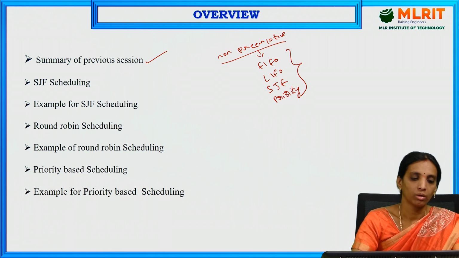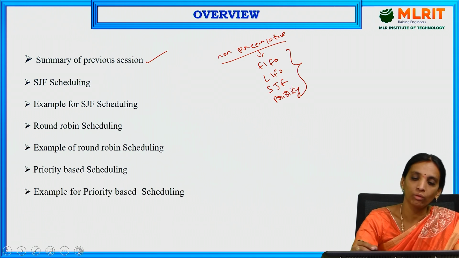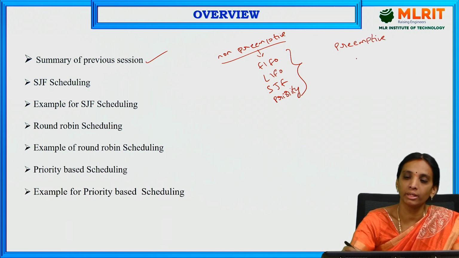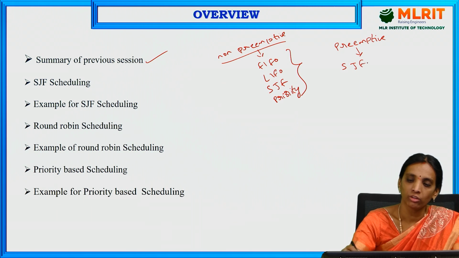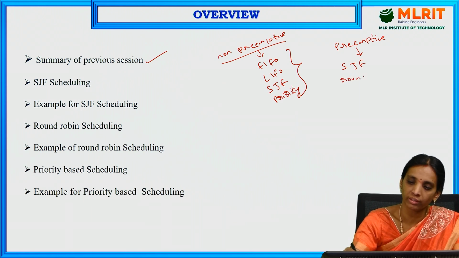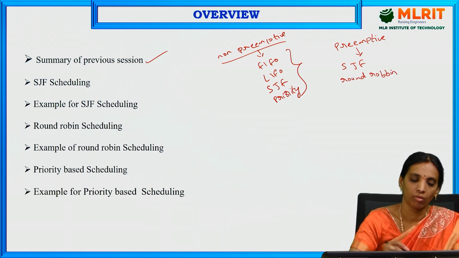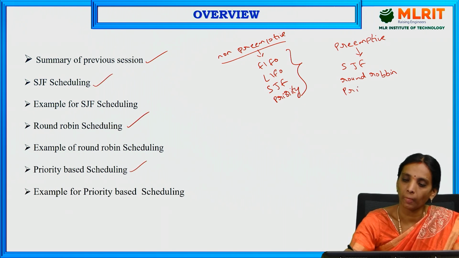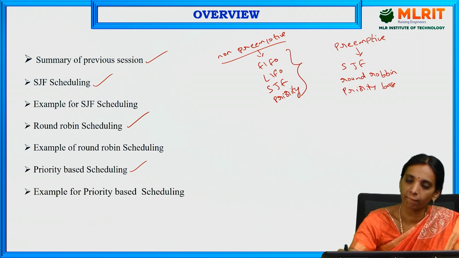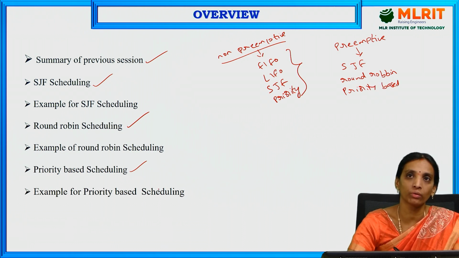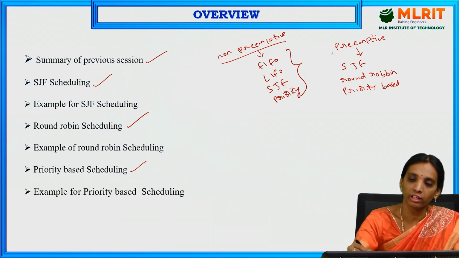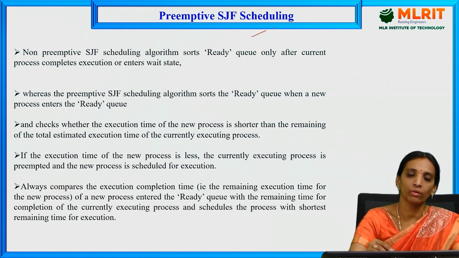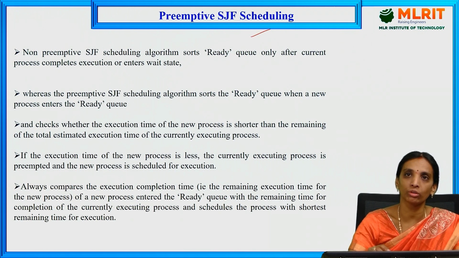In today's session, we are going to discuss preemptive scheduling. In preemptive scheduling, the different types of algorithms are shortest job first and round robin, and priority based scheduling. These are the 3 algorithms we are going to discuss in this session regarding preemptive scheduling, and the example problems for each one. Now, going to today's session, the first topic is preemptive shortest job scheduling.